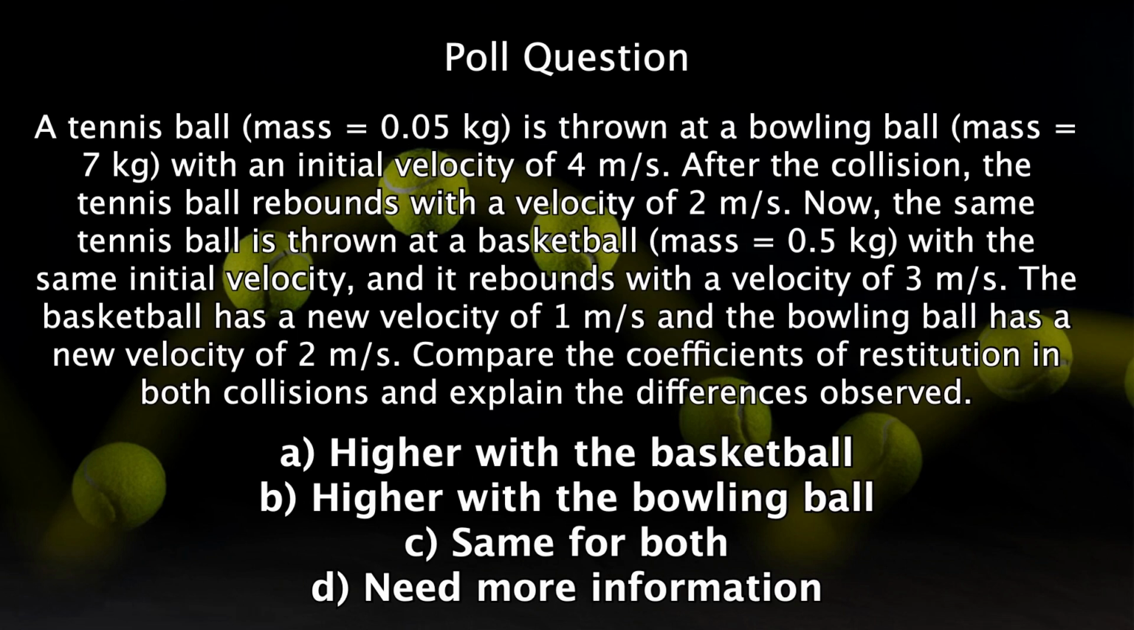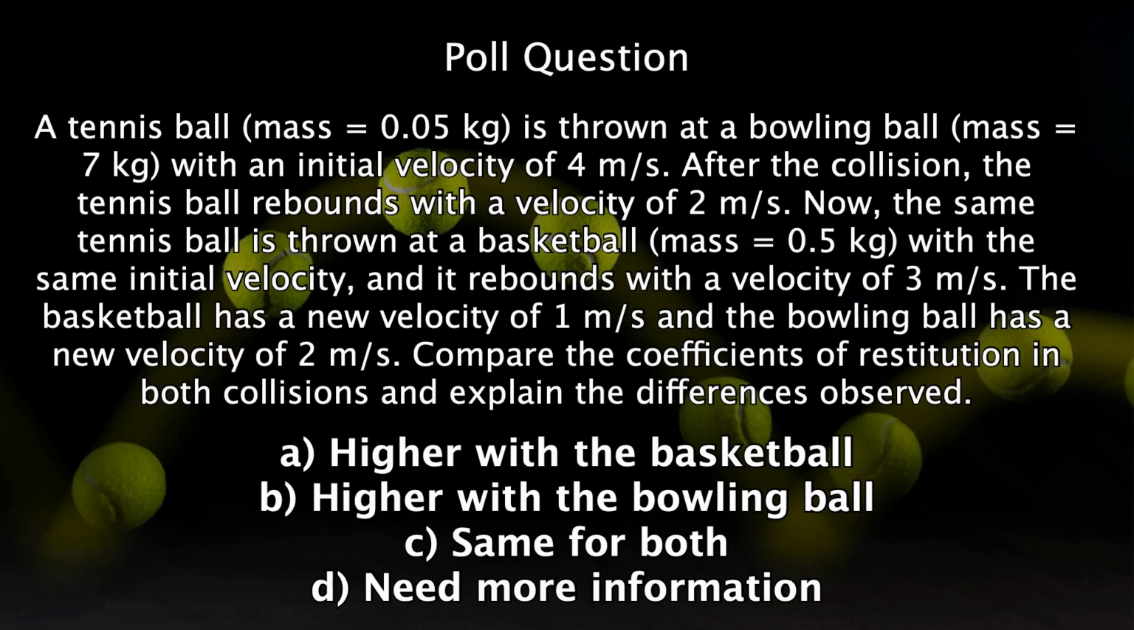Alright, so now that you have a basic idea of what the coefficient of restitution is, let's work on a question with it. So, a tennis ball with a mass of 0.05 kilograms is thrown at a bowling ball with a mass of 7 kilograms. It has an initial velocity of 4 meters per second. Now, this same tennis ball is thrown at a basketball with a mass of 0.5 kilograms at the same initial velocity, and it rebounds with a velocity of 3 meters per second. The basketball has a new velocity of 1 meter per second, and the bowling ball has a new velocity of 2 meters per second. Compare the coefficients of restitution here and determine which one is higher.